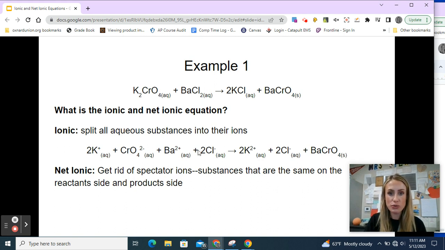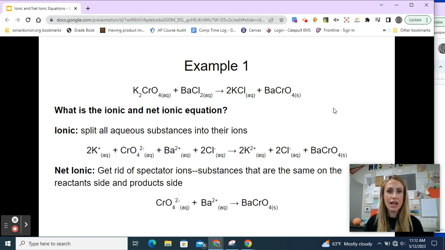I have 2 chloride ions on the reactant side. I have 2 chloride ions on the product side. Those also cancel out. But look, I have a chromate ion and I have a barium ion, but I don't have those over here. So those are going to be what is left in my net ionic equation. And so here's what this is. Molecular is at the top, my ionic equation is in the middle, and my net ionic equation is last.